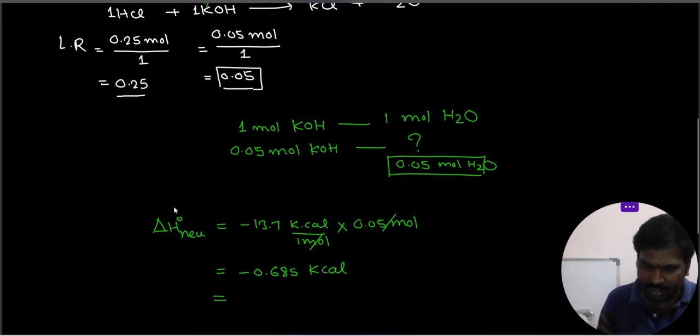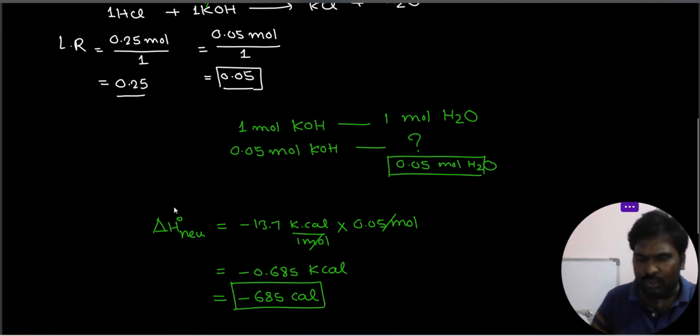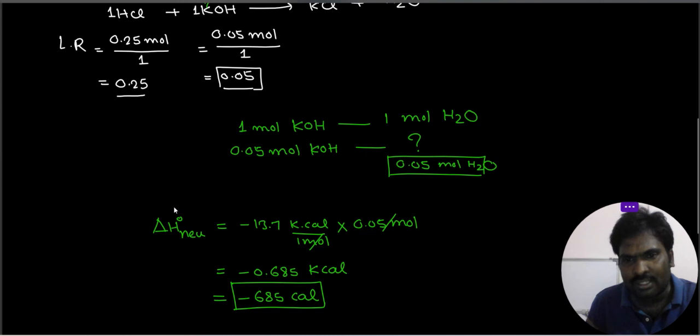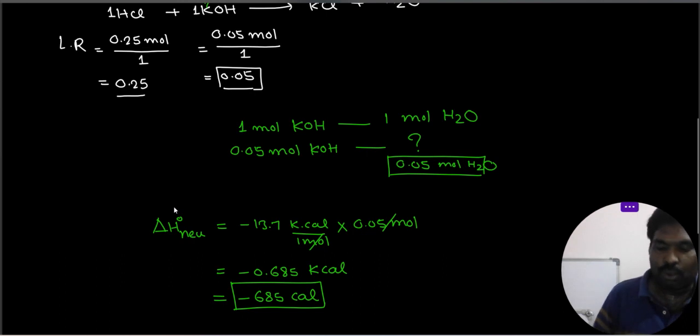In calorie, 685 calorie is the right answer. Understood? This much energy is released. For 1 mole water 13.7, for 0.05 mole water 0.05 into 13.7. So how much energy is released? 685 calorie energy is released. Understood? We use the negative sign for release, that is an exothermic process. I hope everyone understood this problem. Yes. Moving to the next problem.